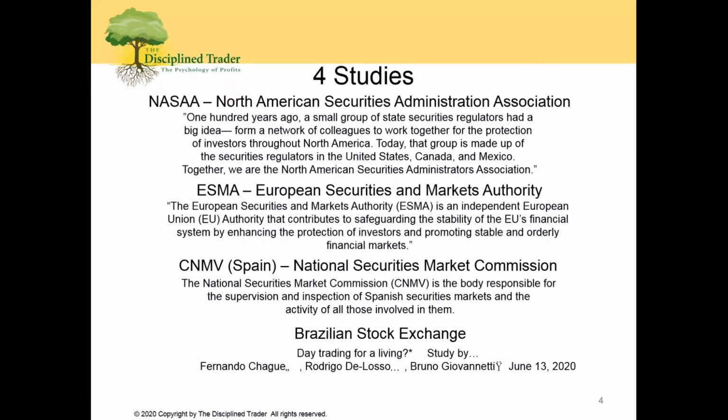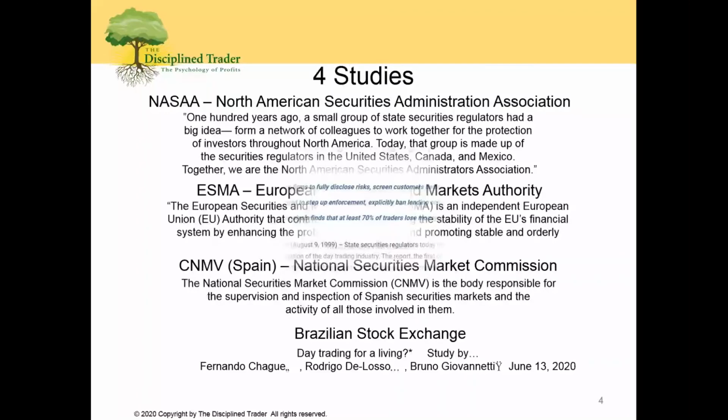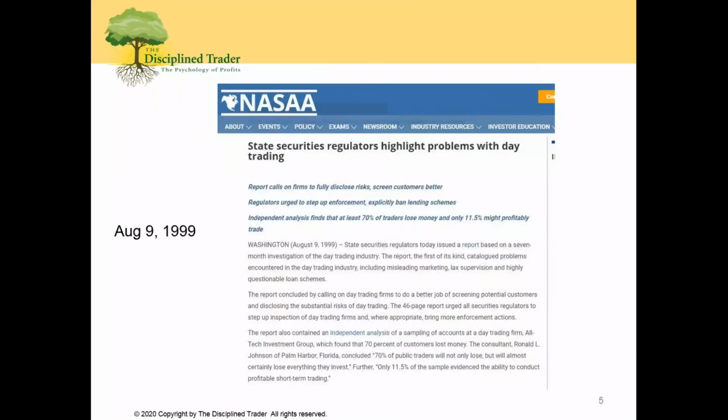Now, the Brazilian stock exchange is a wild place to be. So I'm not putting all of my cards on it, but it is consistent with what some of these other more accepted institutions found. Fernando, Rodrigo, Bruno, these are all top traders who put their own study together. And just really quickly, I'm going to go through them one at a time. This is the one from the North American group. I'm not going to show you the whole study; you can look them up yourself. Independent analysis finds that at least 70% of traders lose money, and only 11.5% might profitably trade.